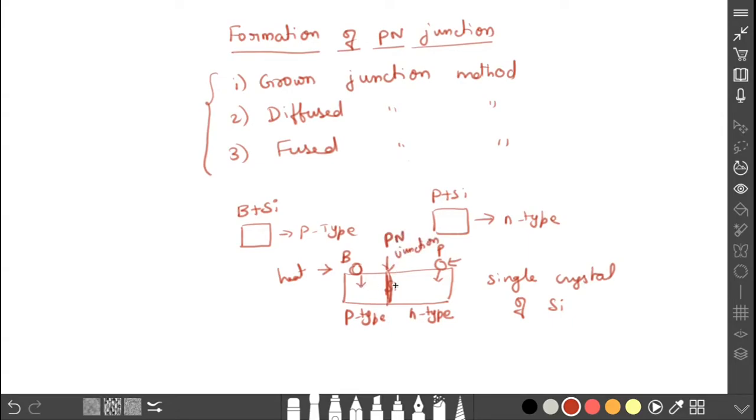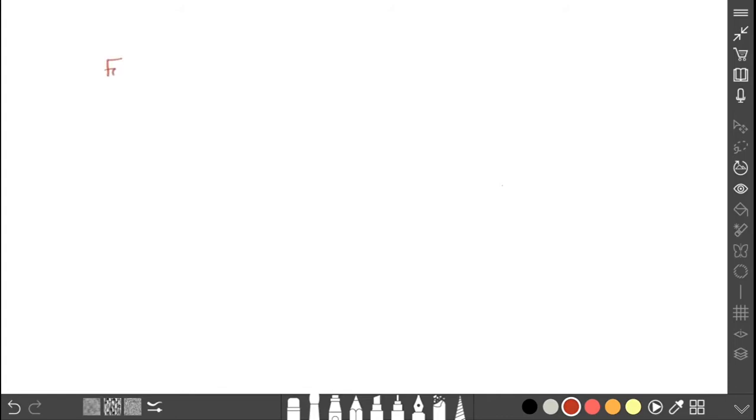Once these two are combined together, what will happen inside? What kind of reactions will take place inside? That is what we are going to concentrate on now. I can give it in steps. So what are the steps we are going to discuss in the formation of the PN junction? Let us see one by one.